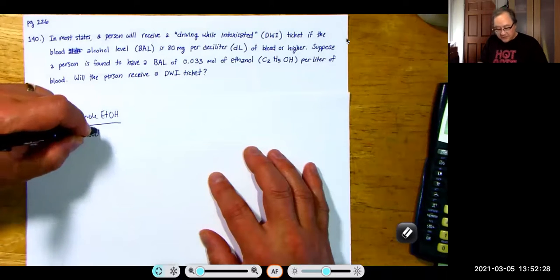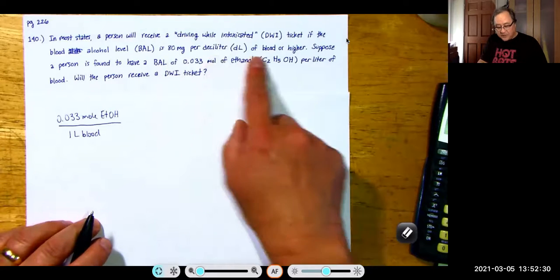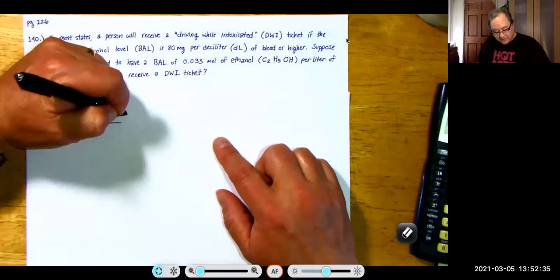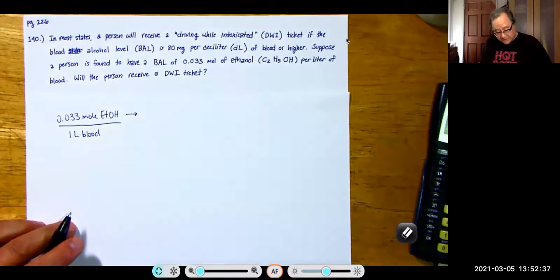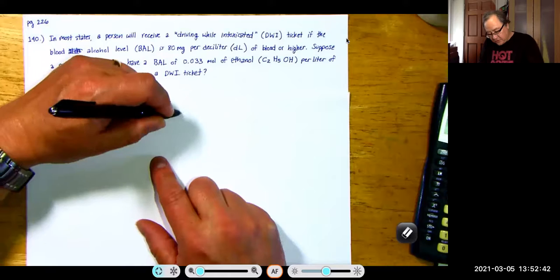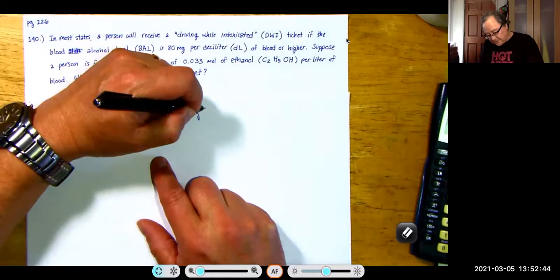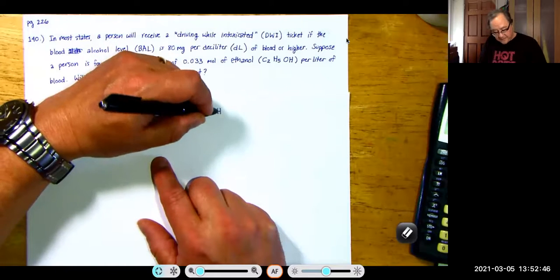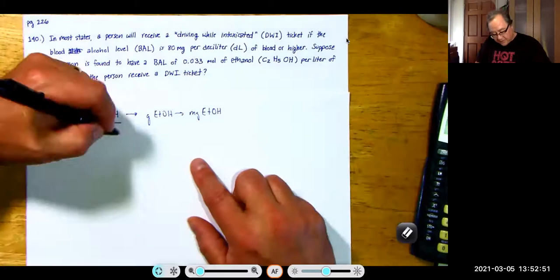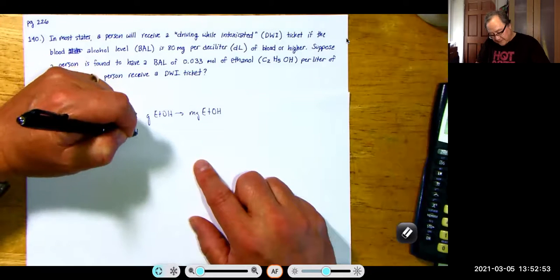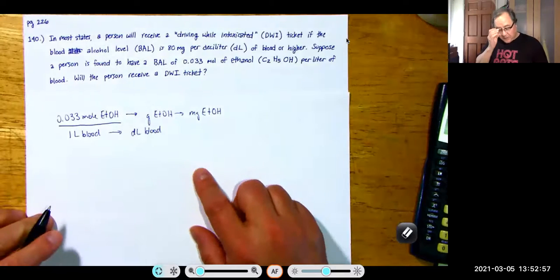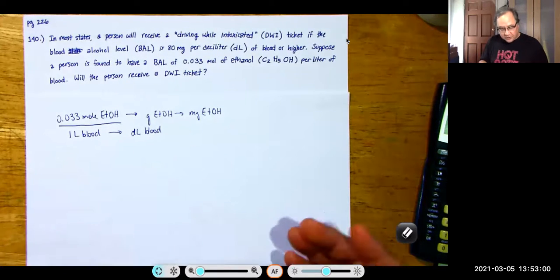Now, what we need to do is compare this to 80 milligrams per deciliter of blood. So we want to turn this into milligrams. So we're going to go from moles of ethanol to grams of ethanol to milligrams of ethanol. For the liter of blood, we want deciliters, so we're going to go straight from liters of blood to deciliters of blood. Okay, and we don't have to do this as two separate problems. We can just do it as one.